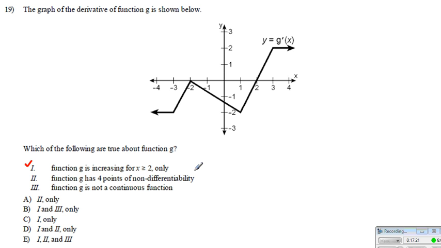Now, function g has 4 points of non-differentiability. Now, if it's not differentiable, then we wouldn't be able to have g prime, but it seems we got g prime at all locations. So therefore, the second one is false. Now, number 3, the function g is not continuous. In fact, if it's not continuous, then we wouldn't be able to take the derivative anyway. So the only possible answer is 1 only, which is choice C.